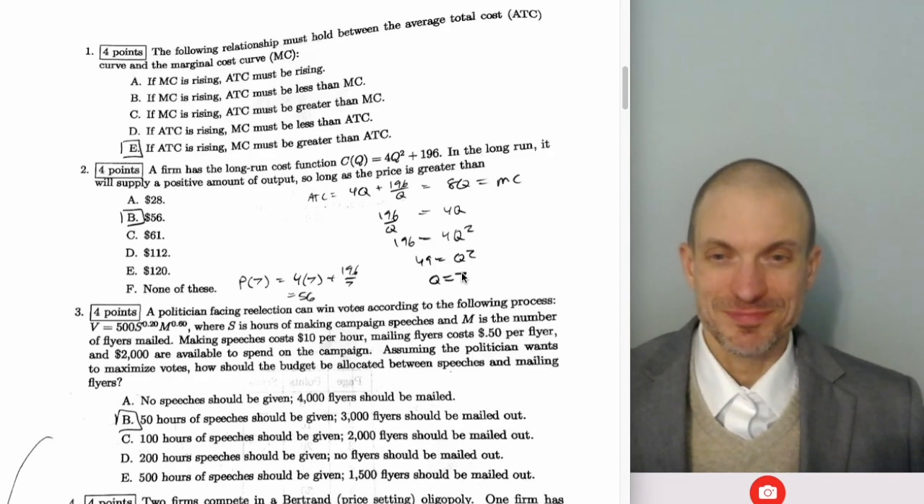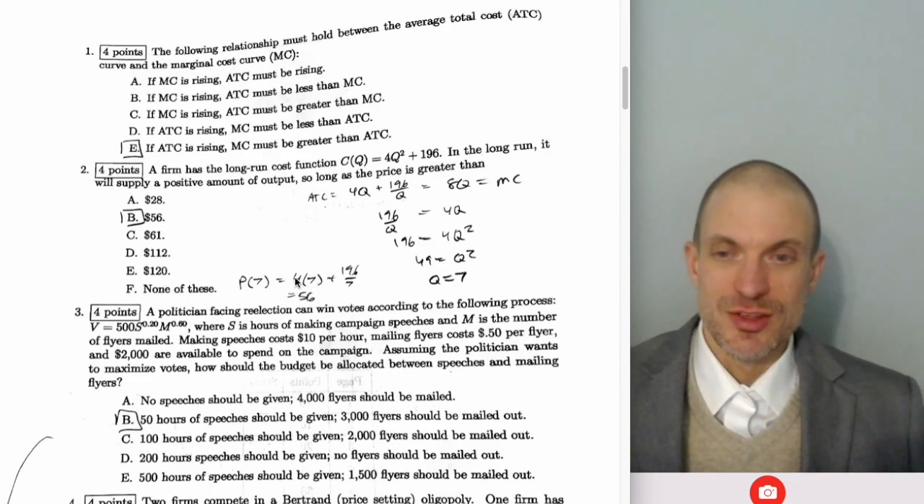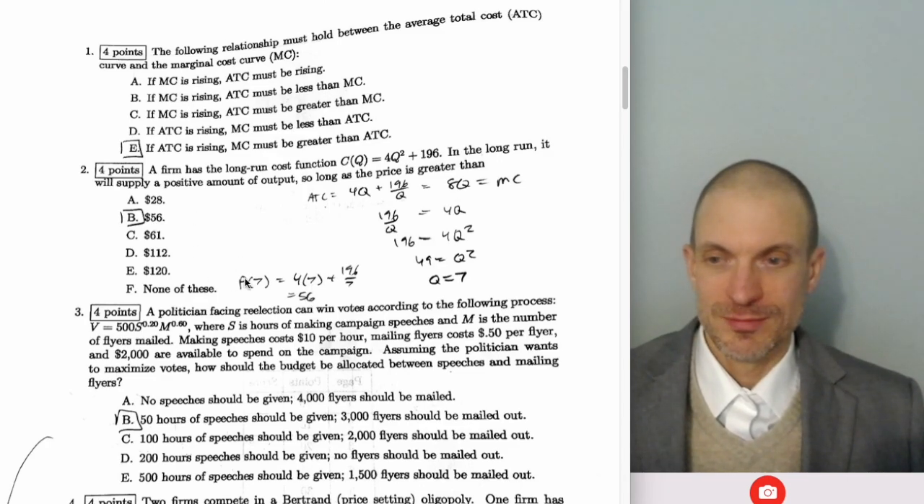That's not the answer. We have to find the price associated with the quantity of 7, or the cost associated with the quantity of 7. And so I did that. I used the cost function. It's actually going to be the price. Okay, fine. It's 56. Question 3.